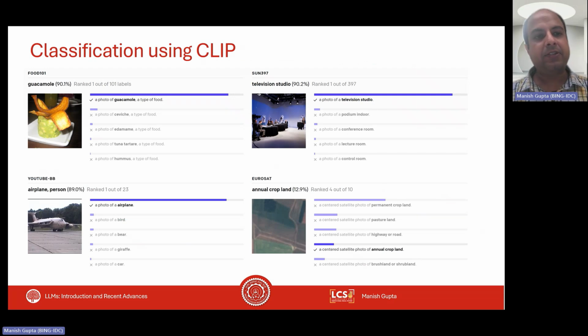Here are a few examples based on how CLIP performs. Here's an example from the Food 101 dataset. It nicely predicts that this particular food is not any of those, but guacamole. And then you can also use it for other kinds of classification problems, like classifying what setting this is: is it a television studio, podium indoor, conference room, lecture room, control room, and so on? You could also try to figure out what particular object is highlighted in the image, or use it for classifying the land use type, whether it is a permanent cropland, pasture land, highway or road, ocean, or shrubland, and so forth. Okay, so that's CLIP.